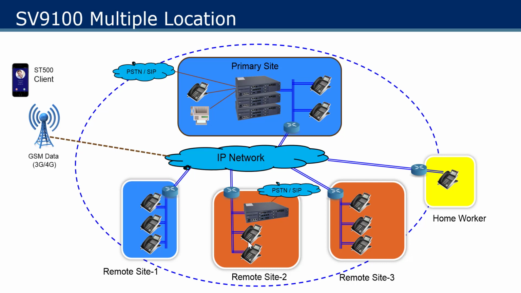Okay, so home worker, exactly the same. Where do you want that home worker? Do you want him associated with the primary site, or with remote site 2? And the same with the ST500 clients as well. Netlink has to have a good quality network. 50 sites, 896 extensions, not a problem at all.